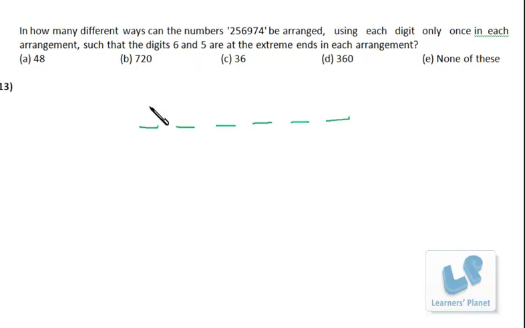Now at the extreme ends we have to place number 6 and 5. Now the remaining four numbers except 6 and 5 are 2, 9, 7 and 4. Now we have 4 places and we have to arrange 4 numbers. So 4 numbers at 4 places can be arranged in 4 factorial ways.